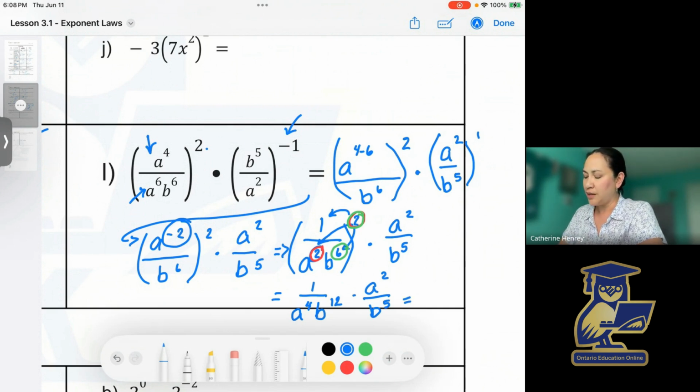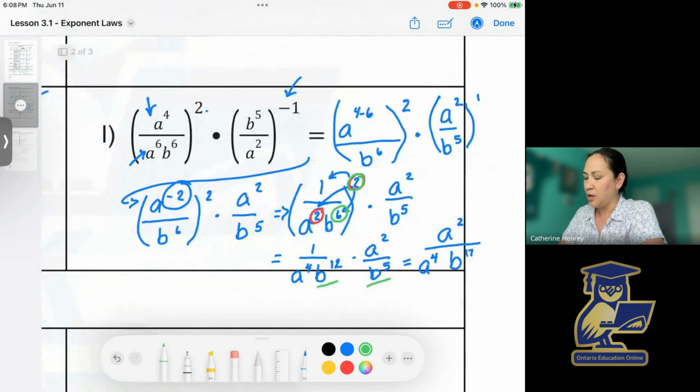So further simplifying this, I'll write it all out together. 1 times a squared is just going to give me a squared all over a to the power of 4. And then we have b to the power of 12 times b to the power of 5. So our exponent law says I have to add those exponents. So this is going to be b to the power of 17. Stick with it. This one's kind of long.